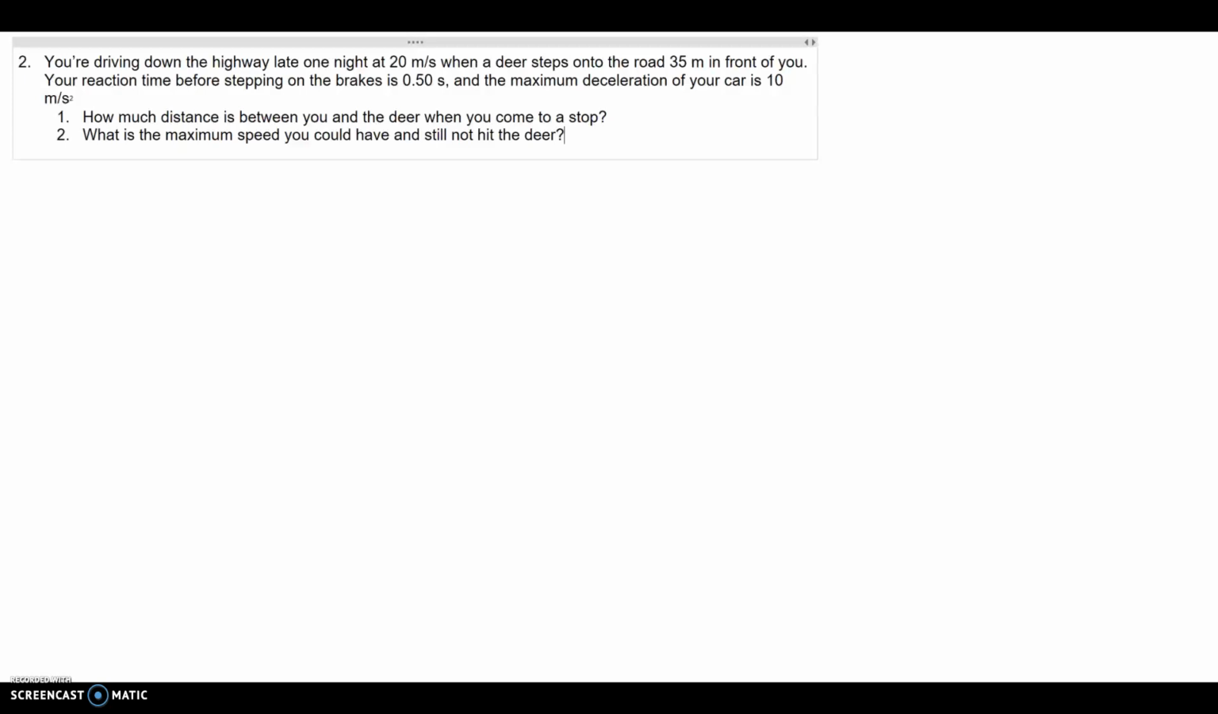Hey everyone. So this is problem number 4 from the acceleration packet on the summer assignment. I'm sorry with the numbering, it doesn't show that it's number 4. When I pasted it here, it just reformatted it and I can't fix it. So we're just gonna live with this.